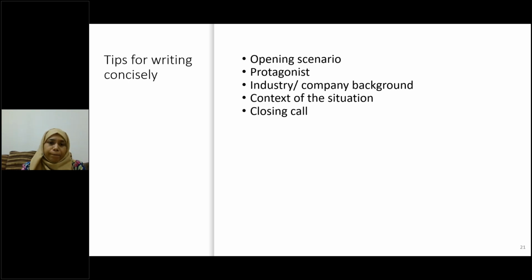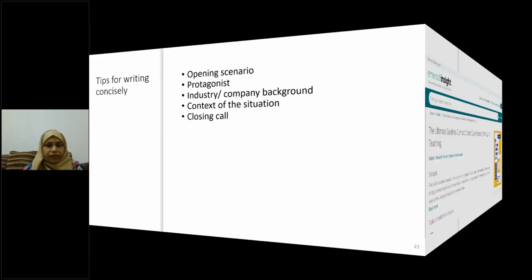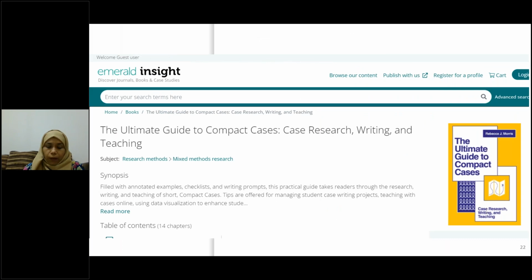Okay. Context of the situation. This is something you cannot make too short. This one you have to really focus on, but there is a style, of course. Different people have different ways of writing and telling the story. So this is some sort of art also, telling the story with sufficient information but without making the case too lengthy. This is also something you have to acquire, that art. Closing call, same here. You should have a closing call, but that doesn't mean you have to write too long. Okay. So this is something particularly about compact cases.